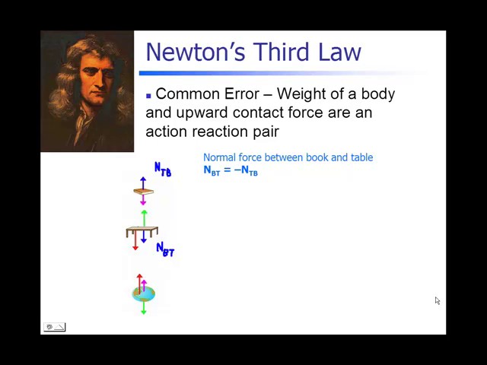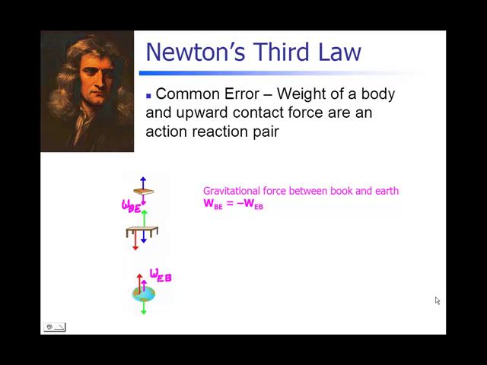Now what about the other force that is acting on the book? The other force is the gravitational attraction between the book and the earth. Because of the two different masses, the book will attract the earth and the earth will attract the book. So these two forces are an action reaction pair.